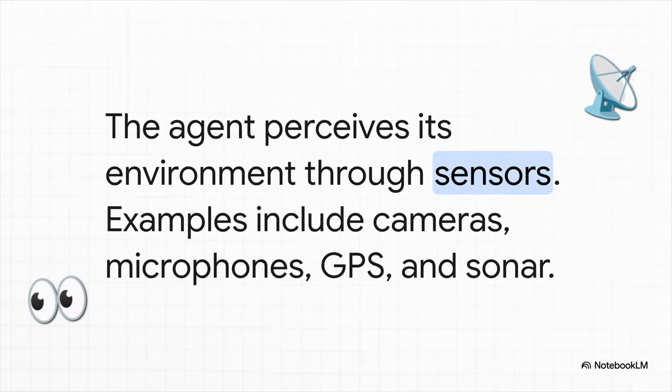So, step one in that loop always starts with the sensors. These are the agent's connection to the outside world, kind of like our own senses. They can be really obvious things, like the cameras on a robot, or even something as simple as the text box on a chatbot. But no matter what they are, they all do the exact same job. Just gather raw data from the environment.